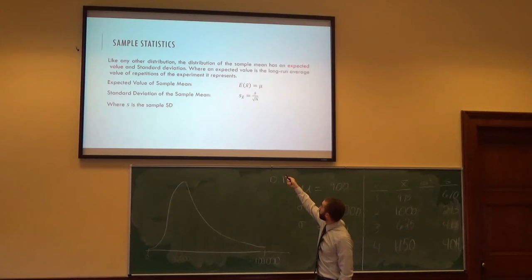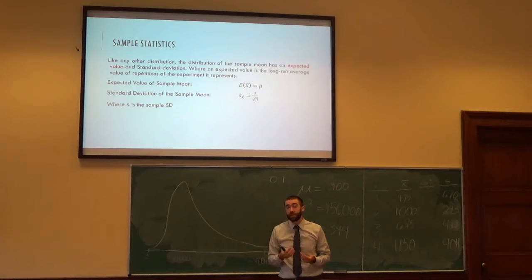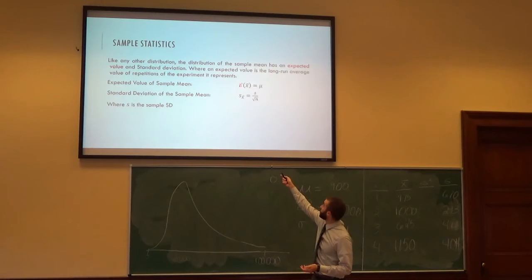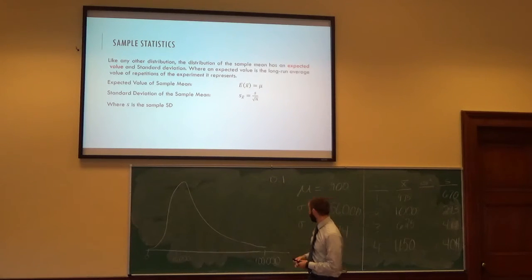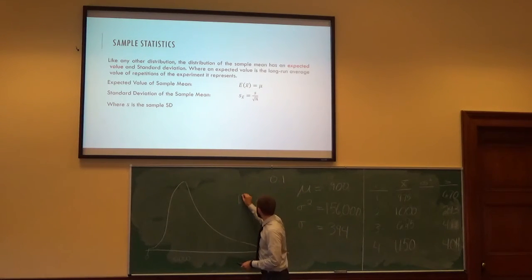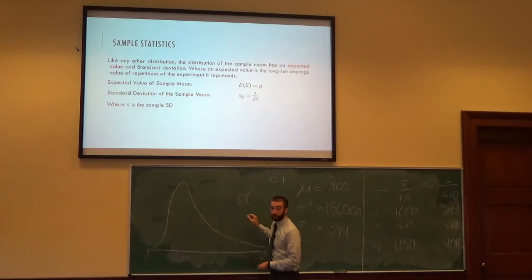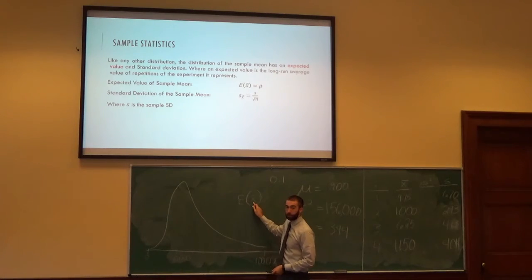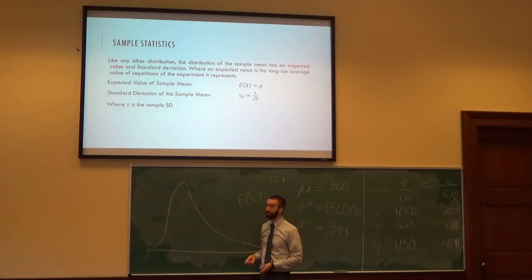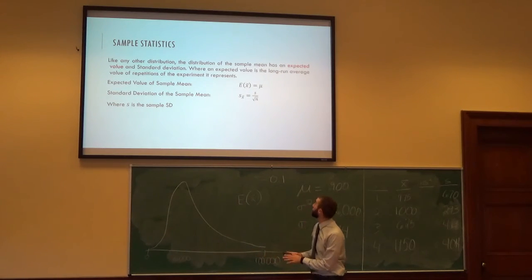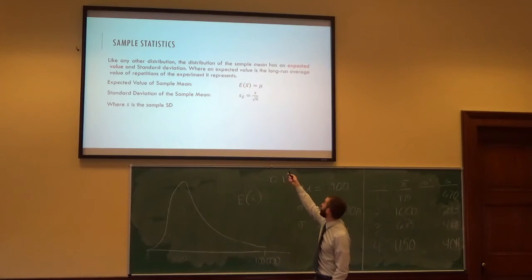At this point, I'll just maybe clarify something. Another way of saying mean is the expected value. And here's the notation for it. If you have E of a random variable, that means it's the average. It's called the expected value. It's the same thing as the mean. So the expected value, or the mean, of the sample mean is the population mean.